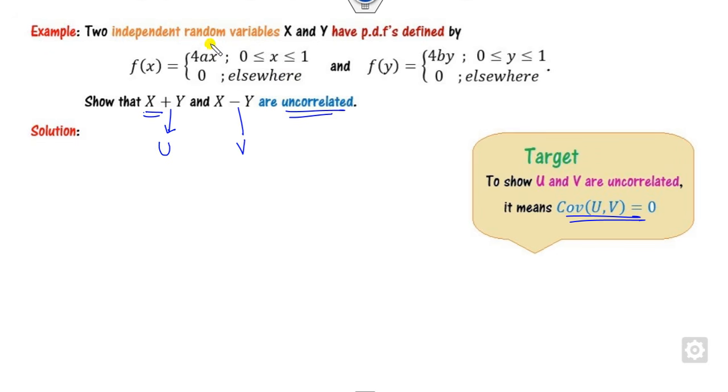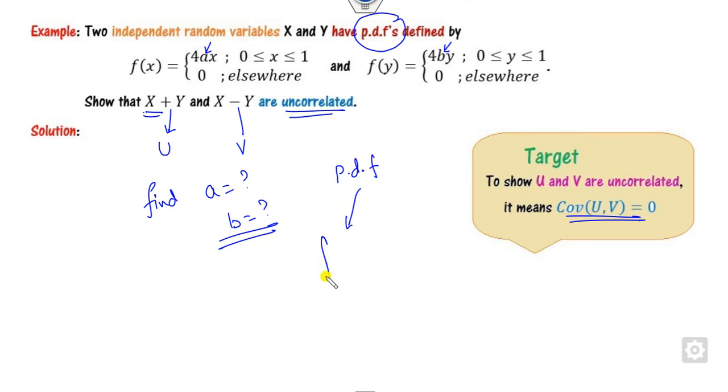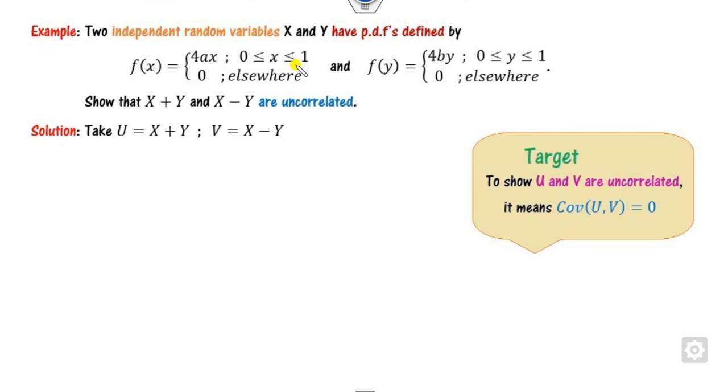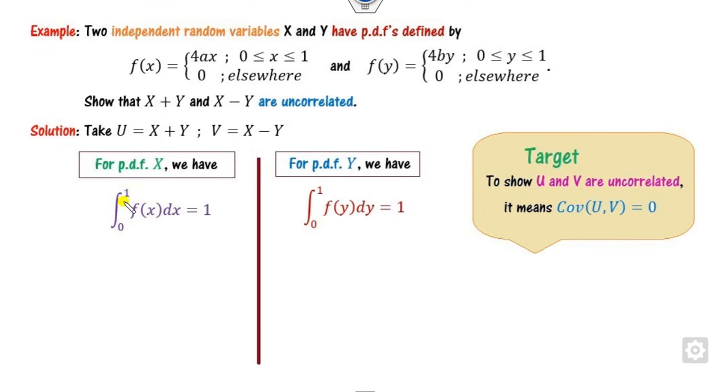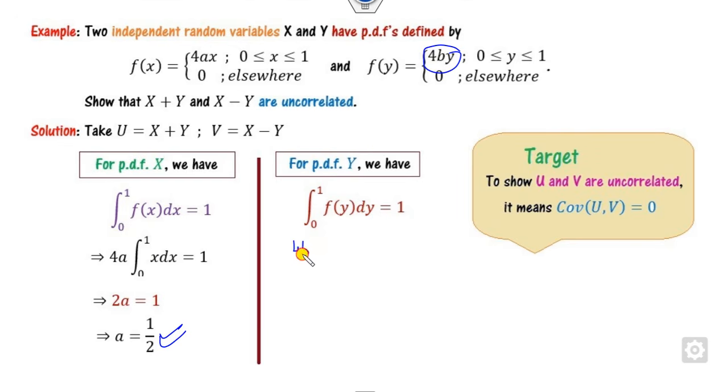Again very simple, but here you can see a and b are unknown. So firstly we can find the value of a and b. How do you find the value of a and b? What is the definition of the PDF? The PDF means the integration is 1, because it's a continuous random variable. So we can start with the integration over the domain. This is 1 and over Y is 1. I can substitute this value and after solving you will get a as half. Similarly, I can substitute this value here. 4b is outside.